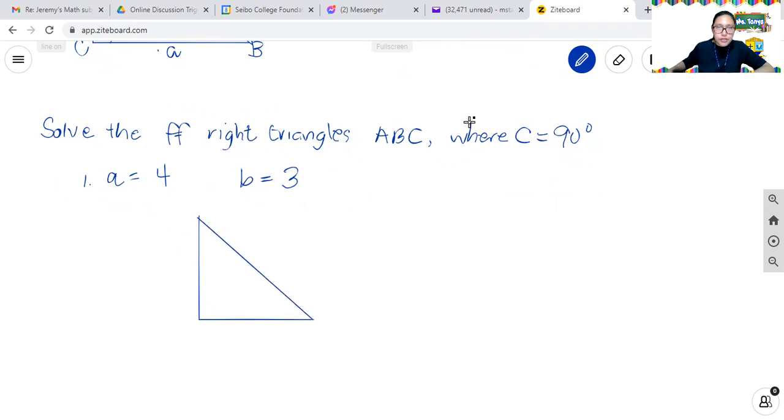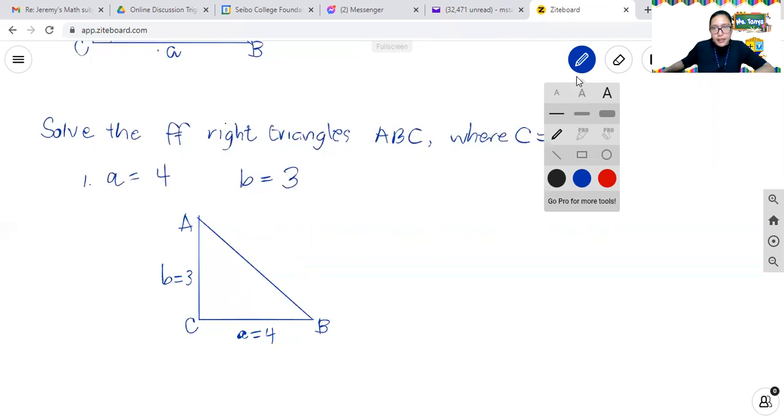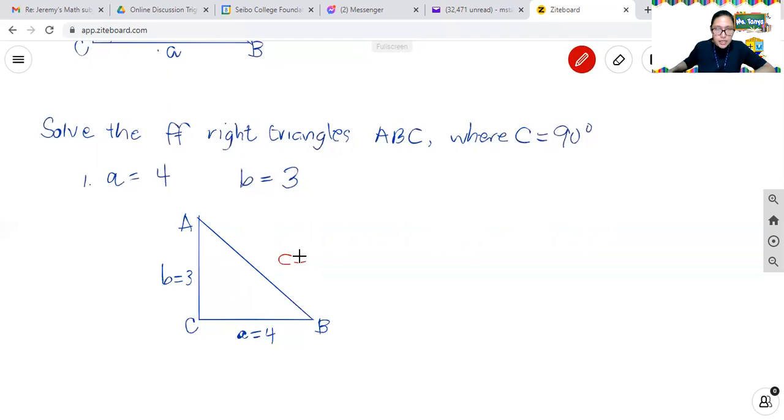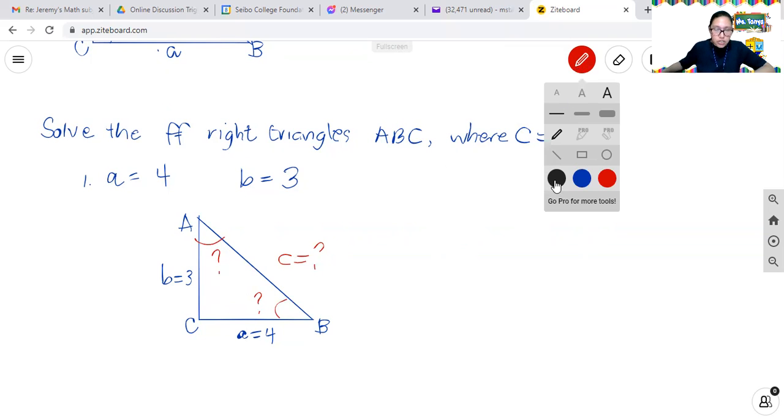Let's draw it first. So we have here angle C. This is angle A. This is angle B. Side A is equal to 4 and side B is equal to 3. So what are missing are side C, angle A, and angle B. So how do we solve for each?